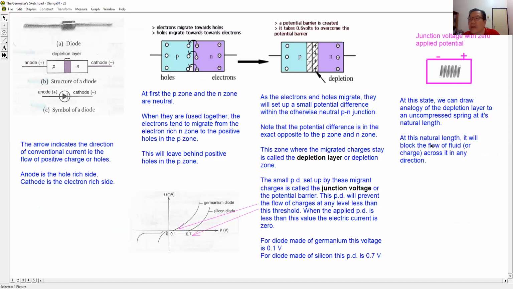Okay, Liu Ying, can you hear me? Can you see the screen, the Geometer Sketchpad screen? Okay, can hear and can see the screen, both. Yes, both, okay.